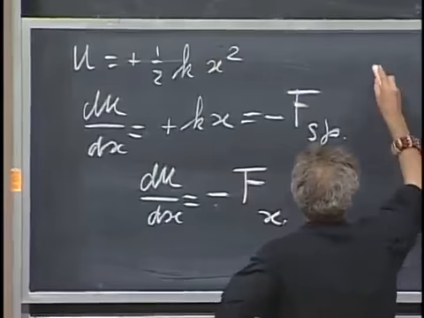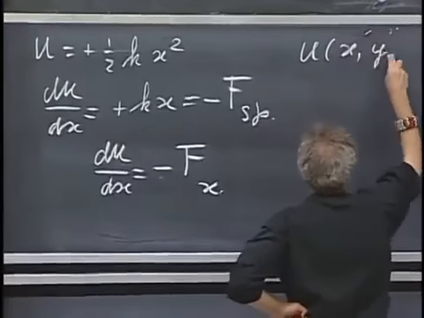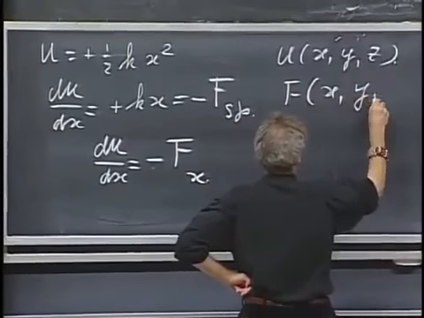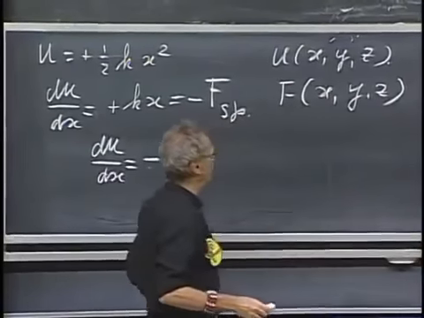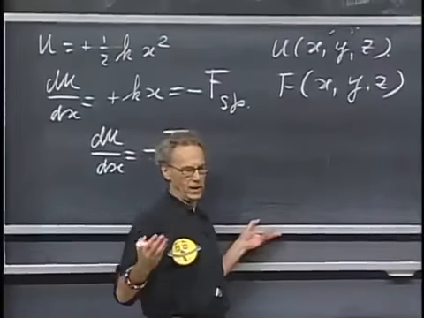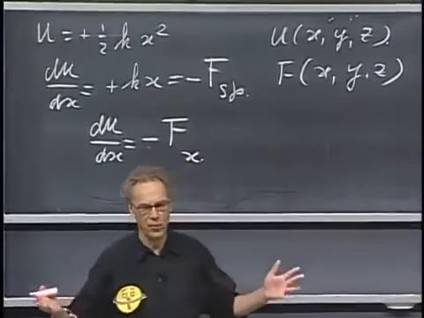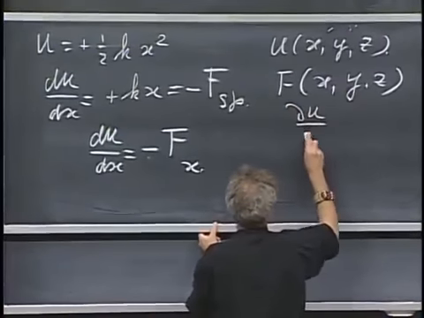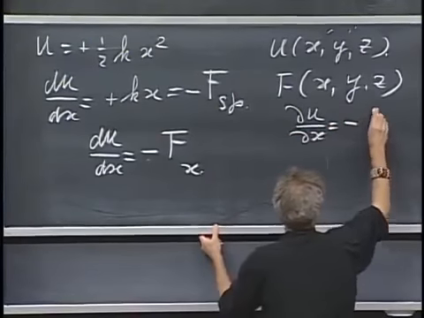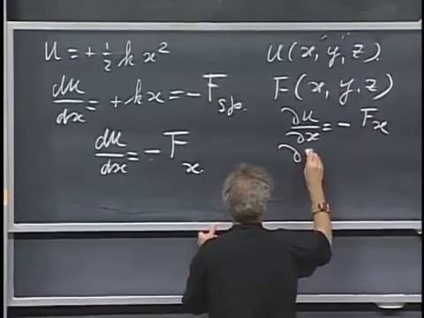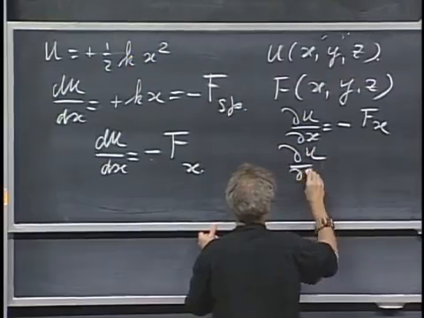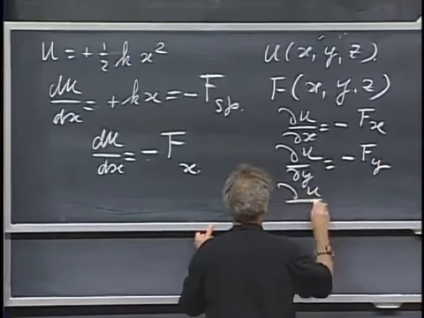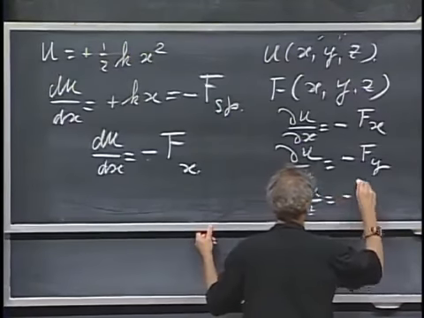If we have a three-dimensional situation where we know the potential energy as a function of x, y, and z, then we can go back and find the forces as a function of x, y, and z. Doesn't matter whether these are springs or gravity or electric forces or nuclear forces. You then find that dU/dx equals minus Fx, dU/dy equals minus Fy, and dU/dz equals minus Fz.